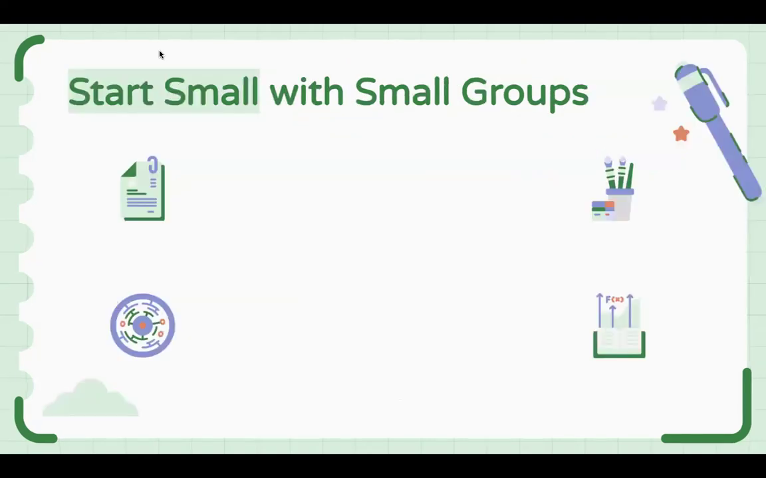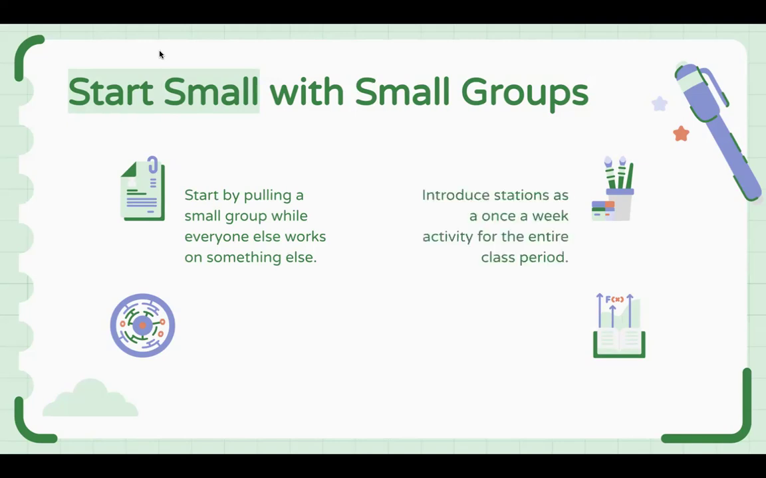The best advice I've heard about small group instruction is to start small. As with anything else that's new, don't try to do too much too soon. Start by just pulling a small group while the rest of the class works on something else. Get used to the practice of using data to lead small group instruction, whether for enrichment or intervention. Once you and your students are comfortable with you working with small groups of students, introduce stations as a once-a-week activity for the entire class period.